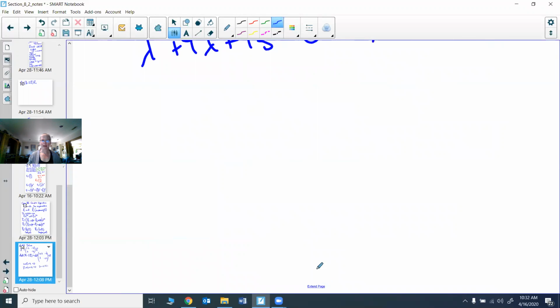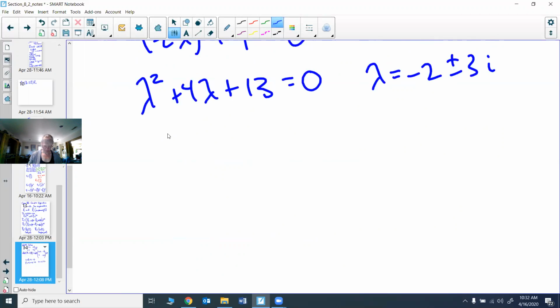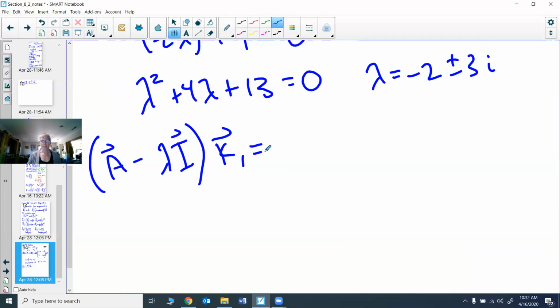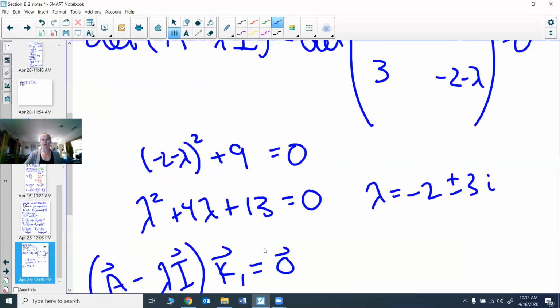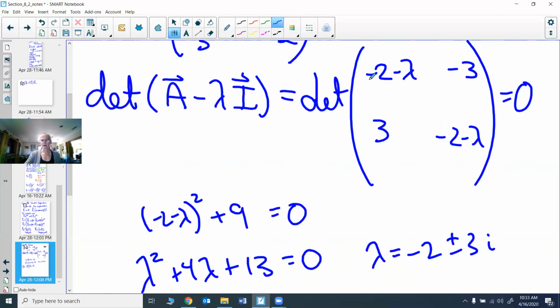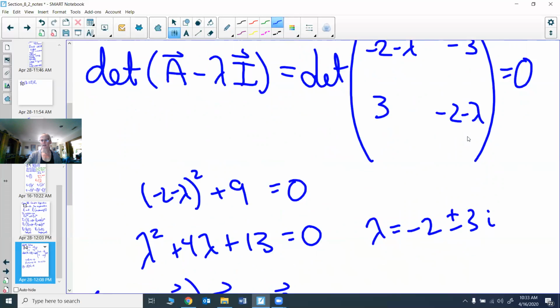All right, so now we know we get complex eigenvalues. Let's find the eigenvectors. We have A minus lambda I, that same process we're working with, times k1, and that's going to equal 0, just as before. So A minus lambda I is right here, so it's going to be -2 minus -2 plus 3i, minus 3, 3, and -2 minus -2 plus 3i.